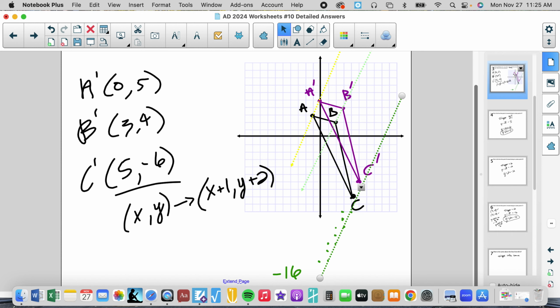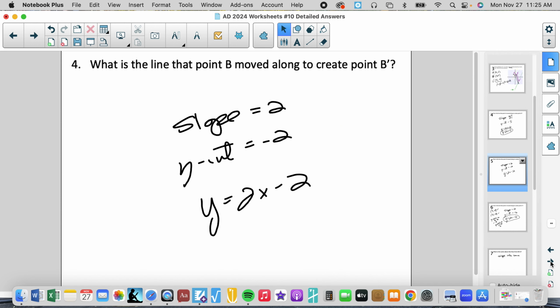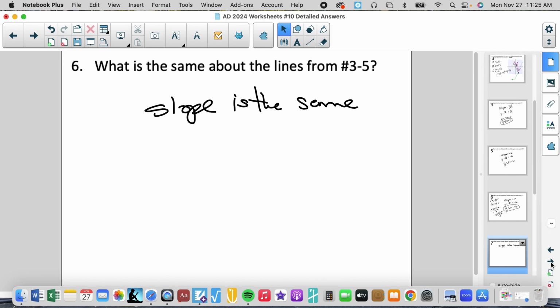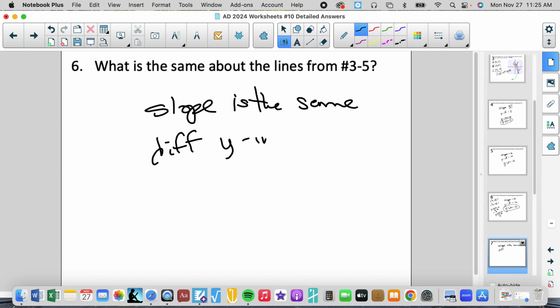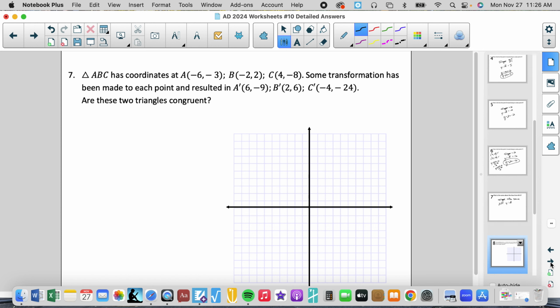Those three lines, yellow, lime green, and hunter green, all look like they are parallel to each other because they have the same slope, up 2, right 1. They are parallel because they have the same slope and different y-intercepts. Why do we have to say different y-intercepts? Because if they had the same y-intercept, then they would be the same lines.